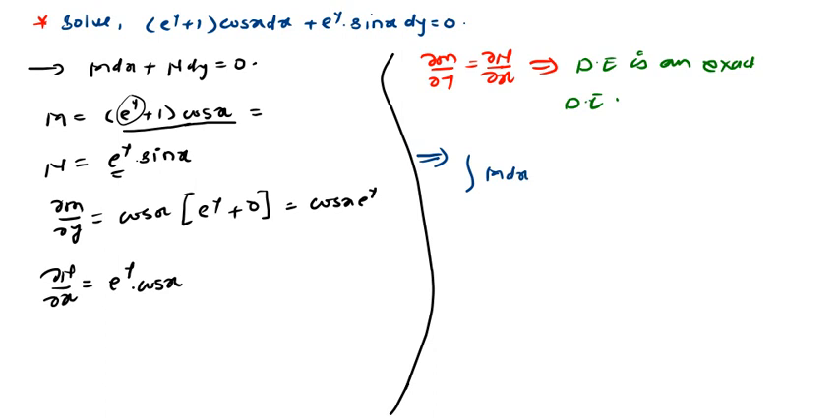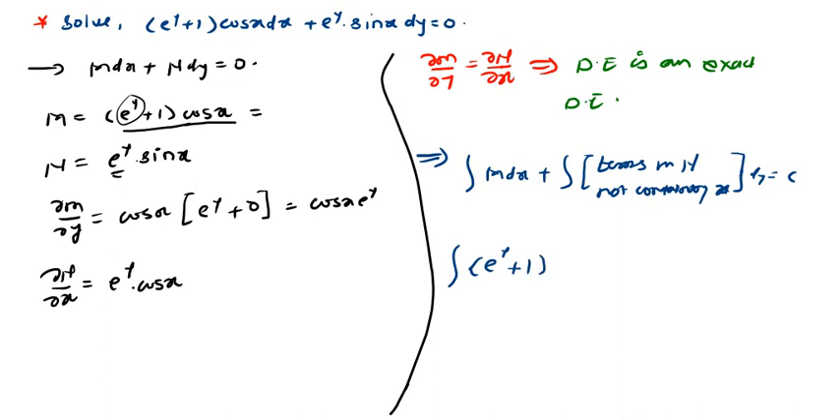Now once it is an exact differential equation, you can find its solution by just taking the integration of M dx plus the integration of the terms in N not containing x, dy, equal to constant. So this will be the integration of M, which is (e to the power y plus 1) dx, plus the integration of the terms in N not containing x. N contains only one term, which also contains x, so we will not take anything, so this will be 0, dy equal to constant.